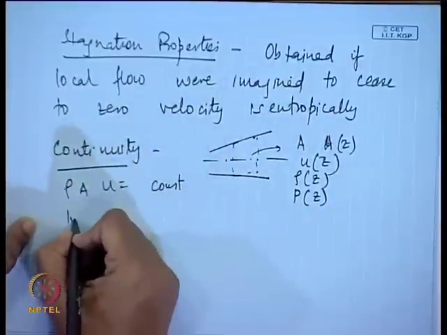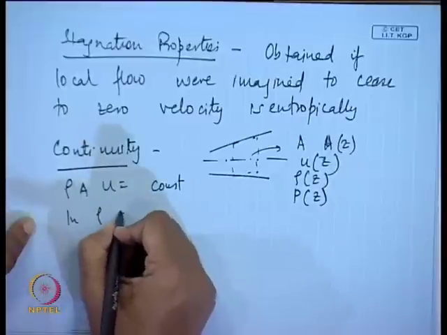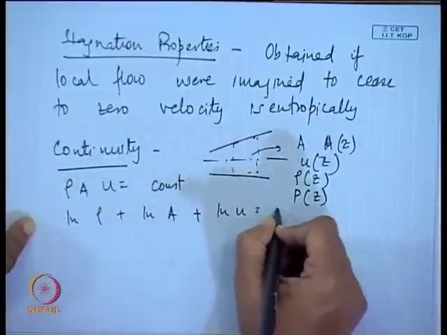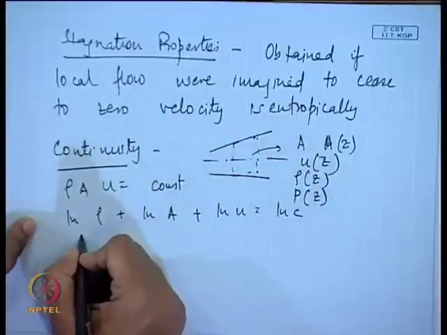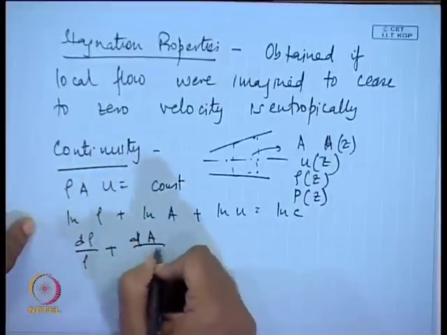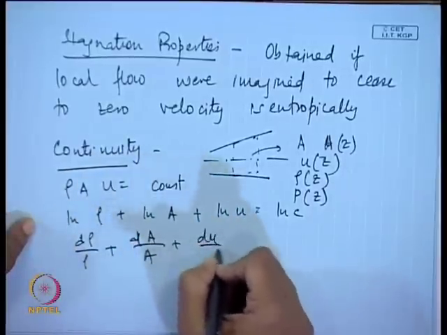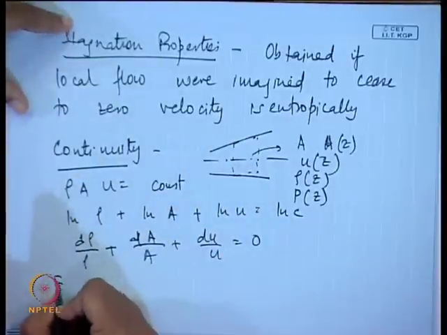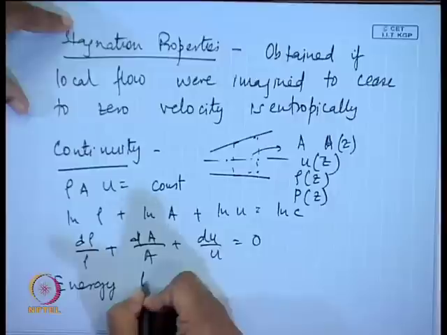A useful form of this equation is to take the log and perform the logarithmic differentiation. From here we get d rho by rho plus dA by A plus du by u equals 0. Okay? And from energy balance, what do we get?